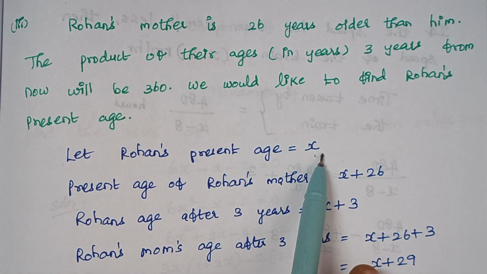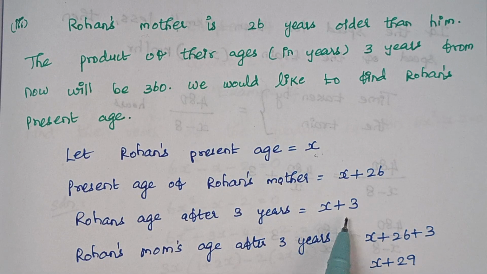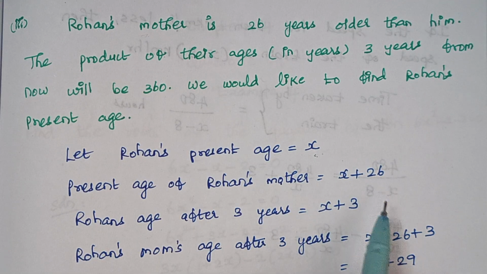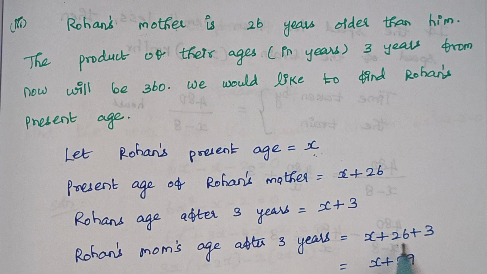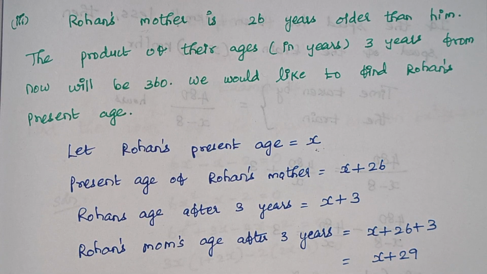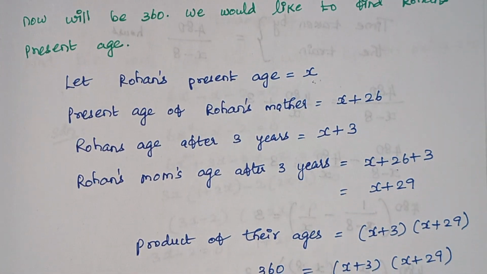Now it is X. So after 3 years, it will be X plus 3. Similarly, now Rohan's mom's age is X plus 26. So after 3 years, it will be X plus 26 plus 3. Therefore, here it will be X plus 29. Right. Now, product of their ages.